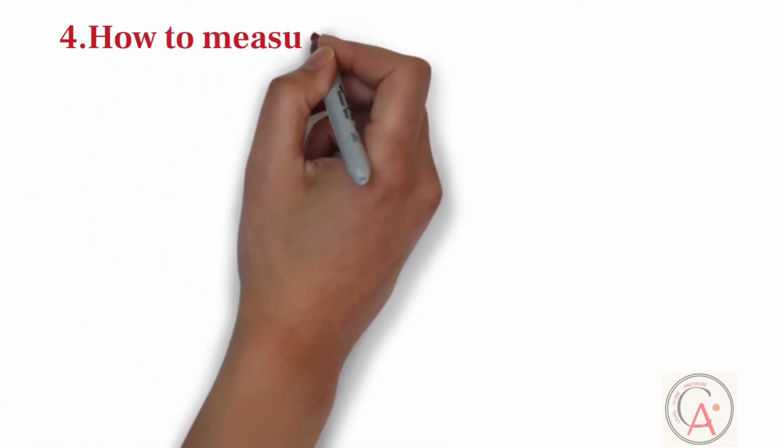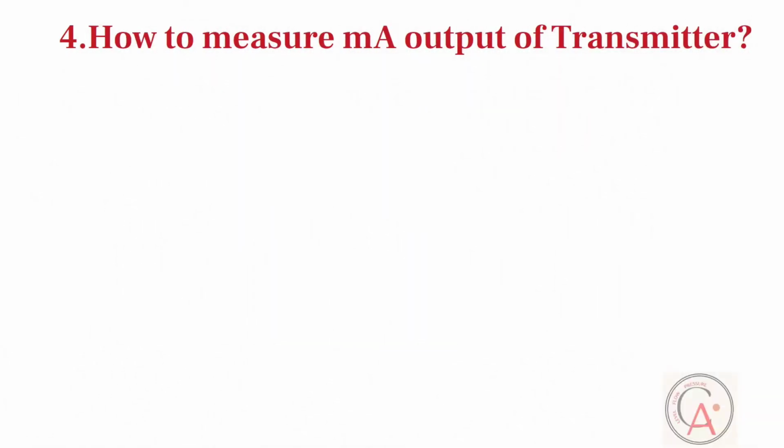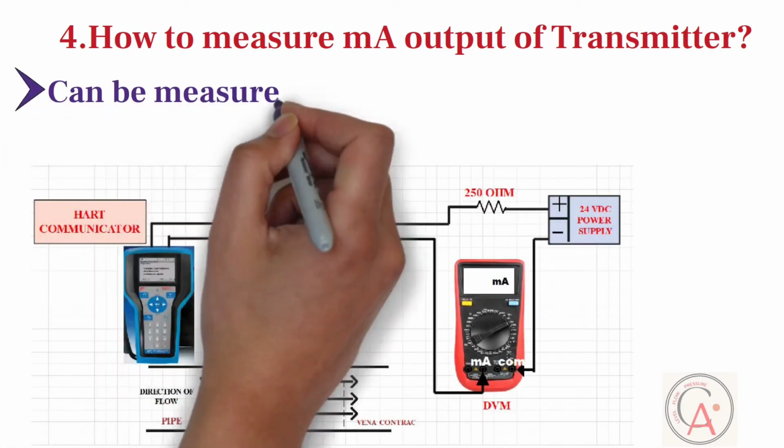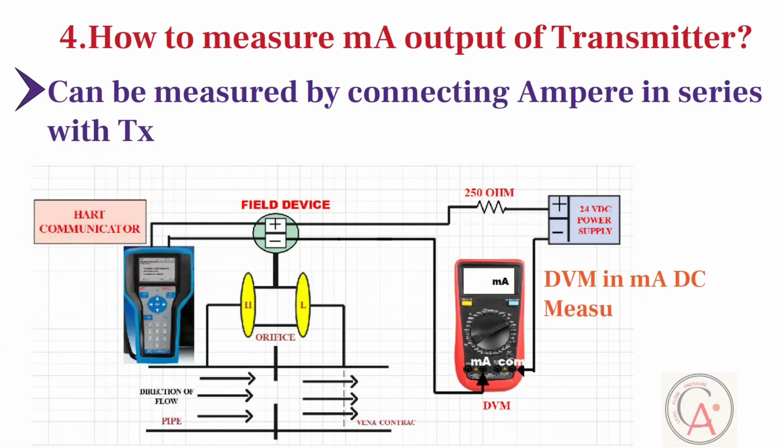Fourth common type of question is, how to measure milliampere output of transmitter. Milliampere output of transmitter can be measured by connecting multimeter in series with transmitter, and putting multimeter in DC milliampere measuring mode.